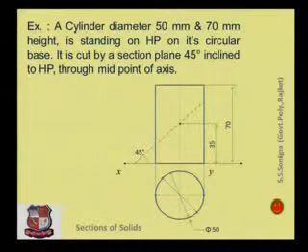First line we have drawn, right? The dimensions are given: diameter 50 mm, height 70 mm, and the cutting plane makes an angle of 45 degrees with the horizontal plane. This we have drawn. This is the first step, and if this is true, then the remaining procedure is similar to the previous problem.